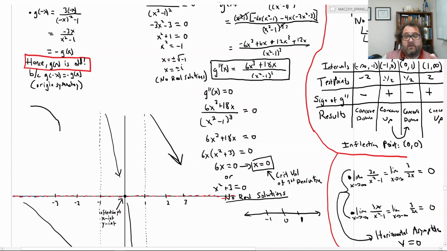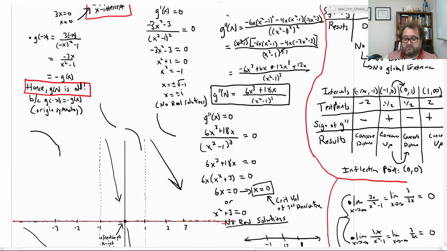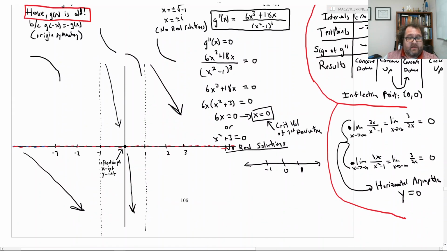And then between -1 and 0, we're decreasing and concave up, which looks like this. Again, that makes sense because we have asymptotes. And then between 0 and 1, we're decreasing and concave down, which means we look like this. Again, that makes sense because of these asymptotes. And then lastly, we're decreasing and concave up, which looks like this. So that's what the different parts of our graph are going to look like. Now we just have to insert them into the real graph.